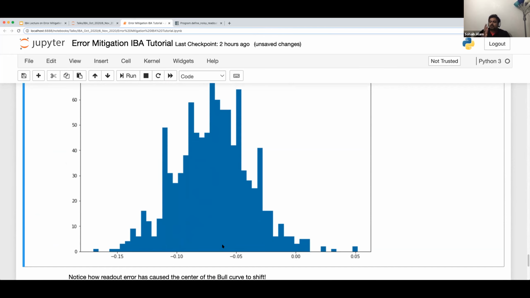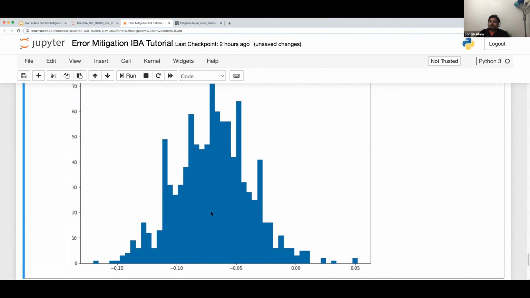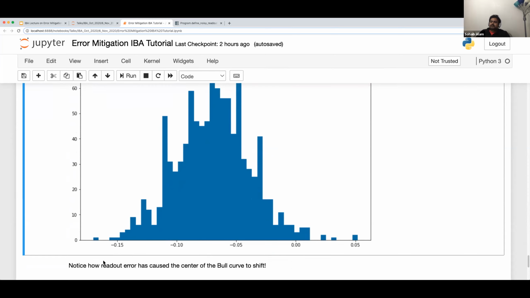That number has sort of shifted, looks like more in favor of the -1, so more in favor of ones being read out. So presumably because of readout noise, in our setup there are more ones being read out here than there are zeros, which is why you see a shift towards the left in this case. Okay, so that's one way in which readout errors can skew your readings, right?